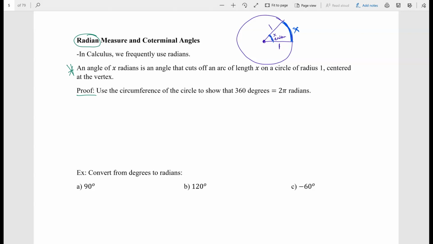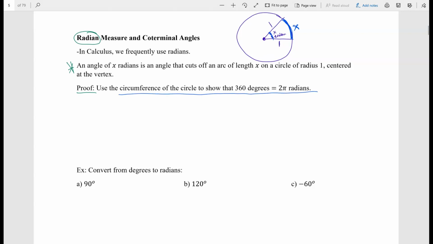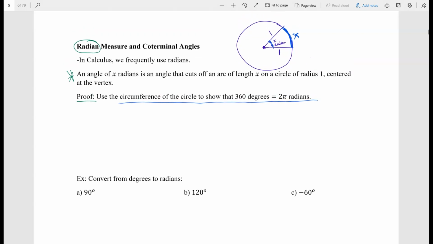Now we're going to prove how radians and degrees relate. Use the circumference of a circle to show that 360 degrees is equal to 2 pi radians. The circumference of a circle is C = 2 pi r, a formula we learned in geometry. Remember that the circumference is the length all around the circle.